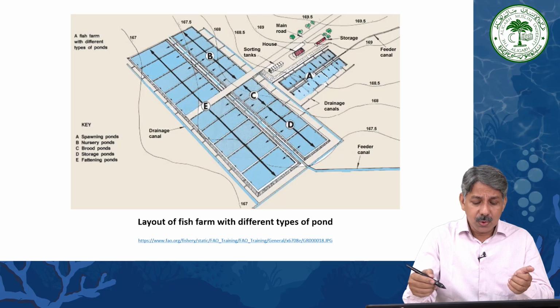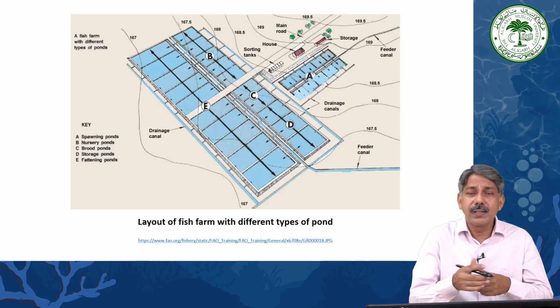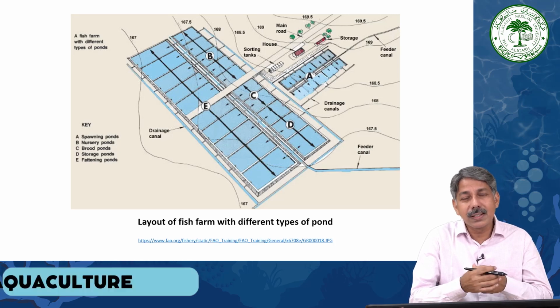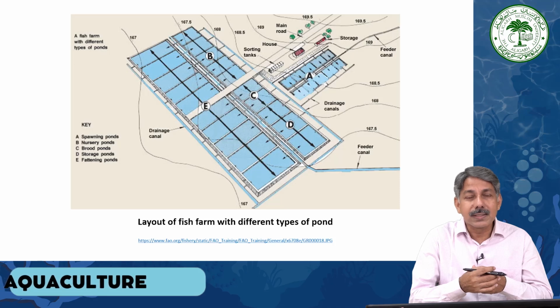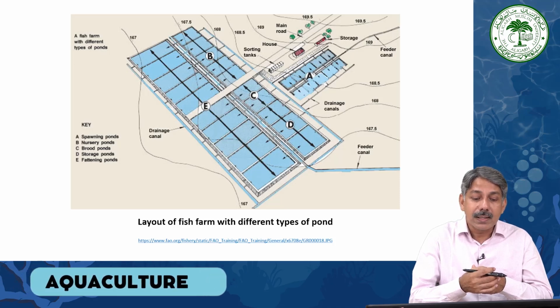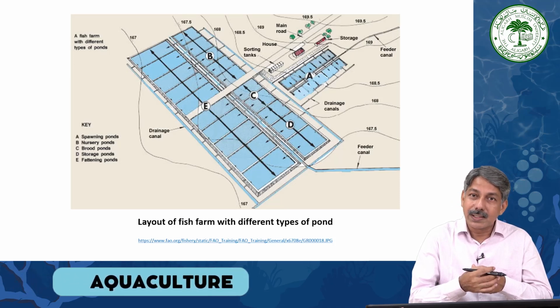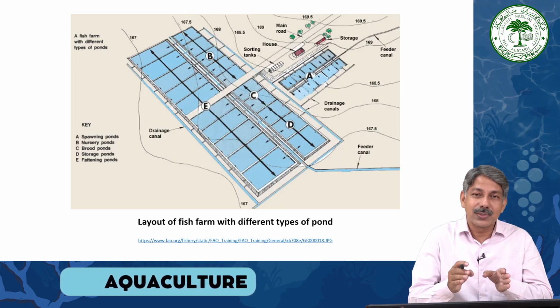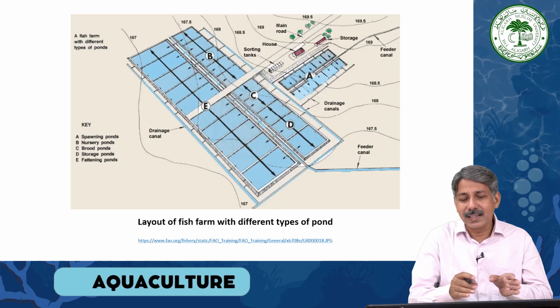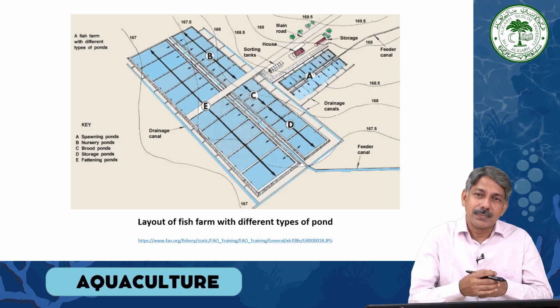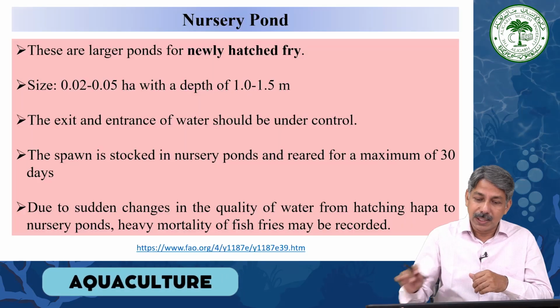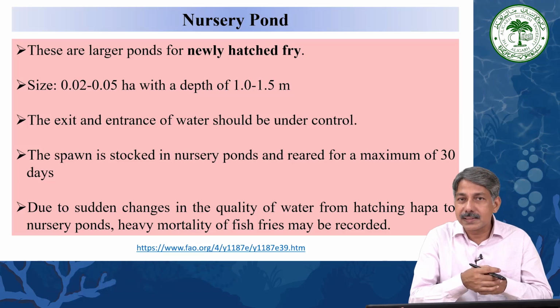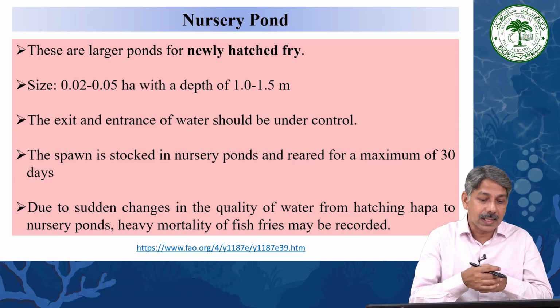A layout of a fish farm has been shown here. Again, I should say this is not binding on everyone. That depends on the type of conditions, the type of land you have. But the basics you should follow: you have to provide proper provisions for inlet, outlet, slope, dike, and other things, so that your fish farming practice becomes successful. Now, one by one, we can discuss the types of ponds.